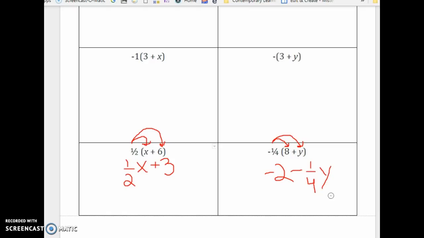Now, I need you to also understand this too. 1/4 of y is really the same thing as saying y over 4. And this is a negative. And I'm just rewriting these in a different order. You need to be able to write them in both orders. Okay, I hope this made sense. Try some problems on your own.